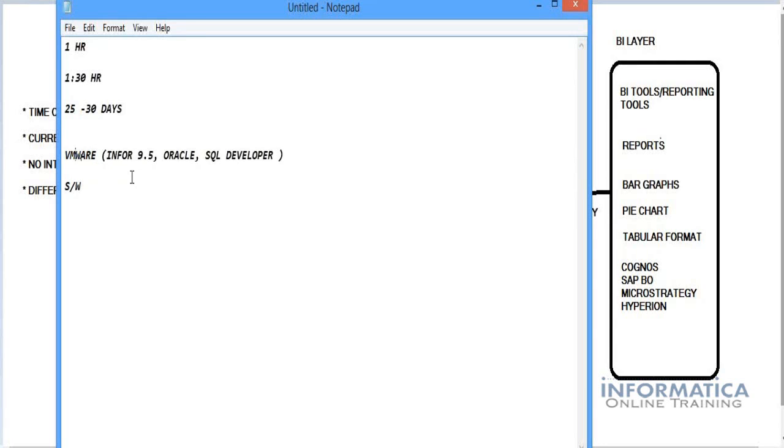Any more questions? Venkatesh, is it mandatory to know Oracle also, besides SQL Server? Any RDBMS is good, not only Oracle. Any good knowledge of any RDBMS, whether it is Oracle, SQL Server, MySQL, or Teradata.